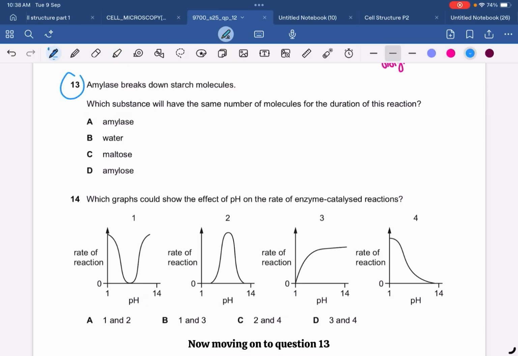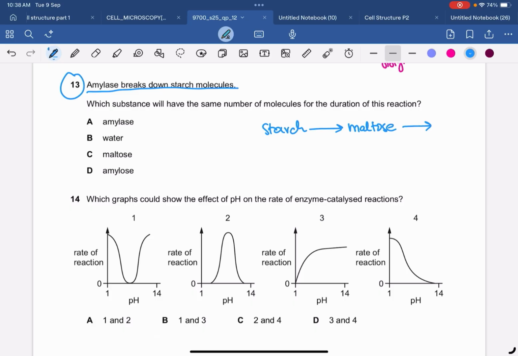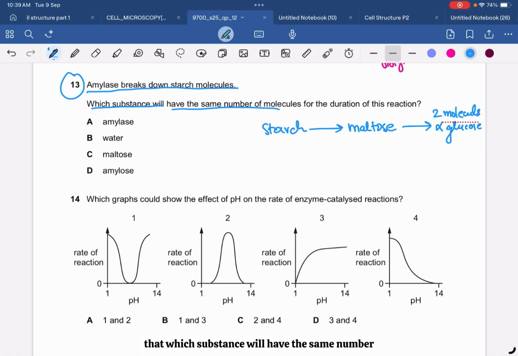Now moving on to question 13, it says that amylase breaks down the starch molecules. So we know that the starch molecule is made up of maltose. So when the starch molecule is broken down, maltose will be given off, and we know that maltose is made up of two molecules of alpha glucose monomers, right. They are asking which substance will have the same number of molecules for the duration of this reaction.